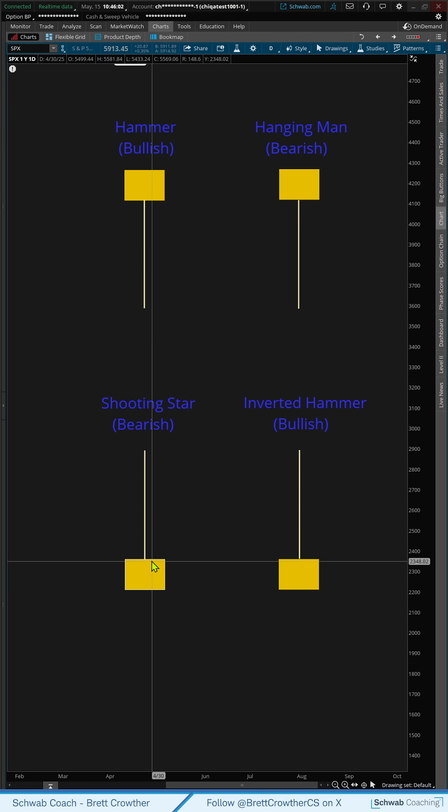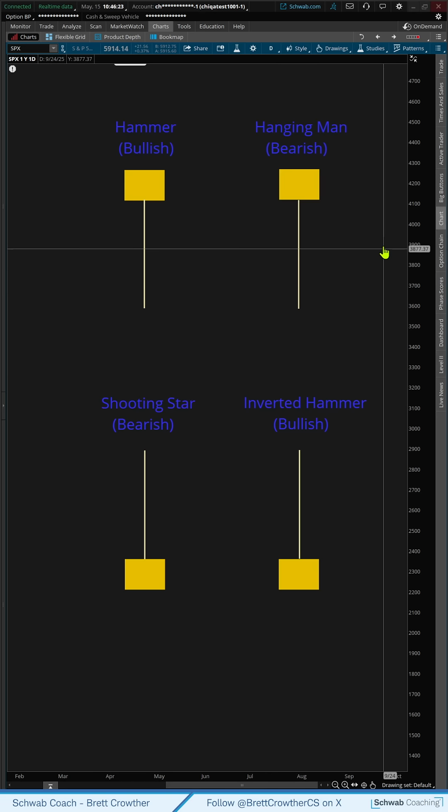Both are comprised of a small body with little to no wick on the downside, yet an upside wick that's at least twice the length of the body. So now, how do we know which one's the bullish and how do we know which one's bearish? Well, it really is dependent upon where they're at. Candlesticks can be used to identify reversals at support or resistance, so identifying that support and resistance is a key factor. So let's jump over to it.